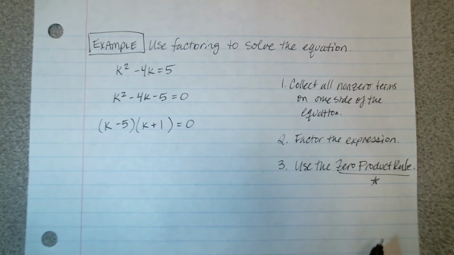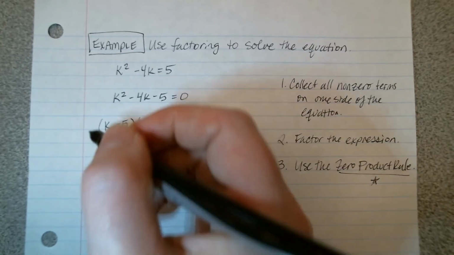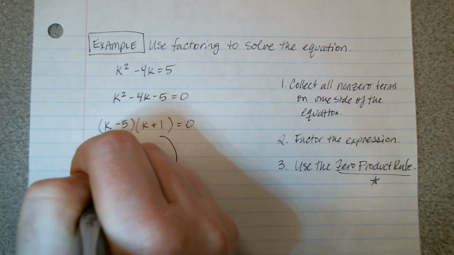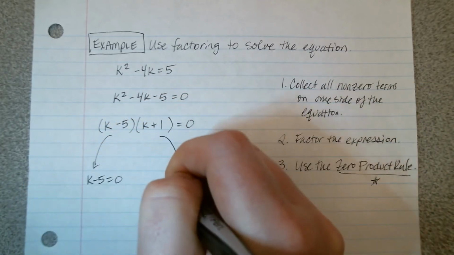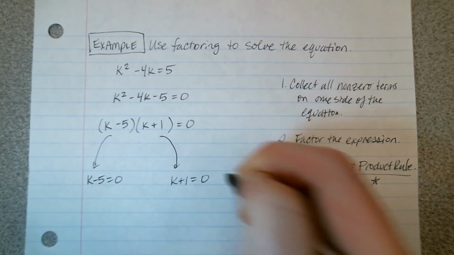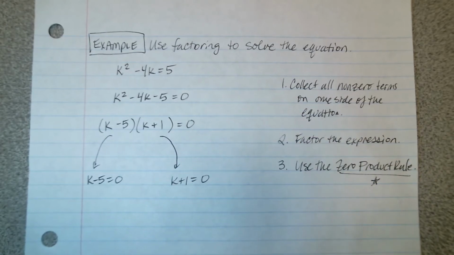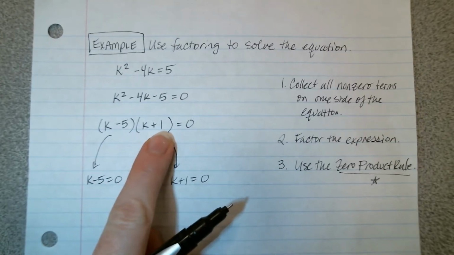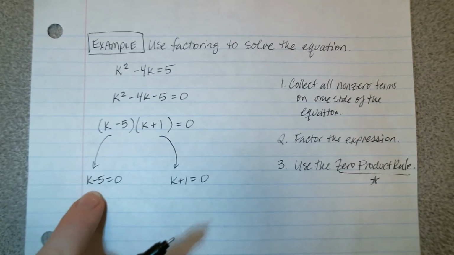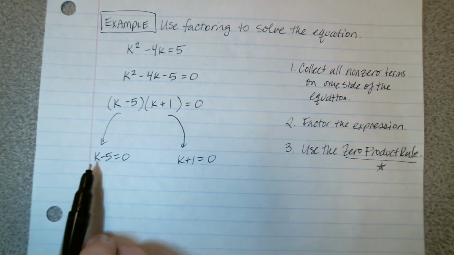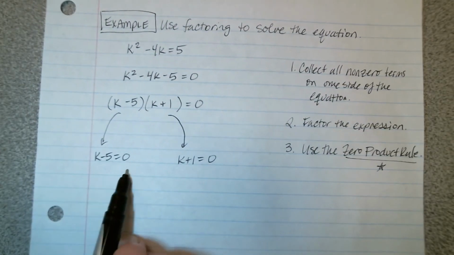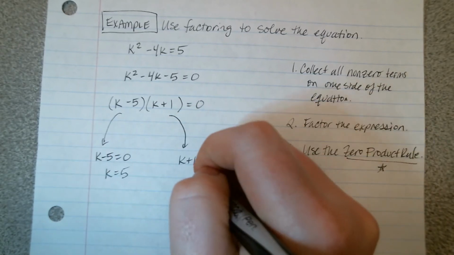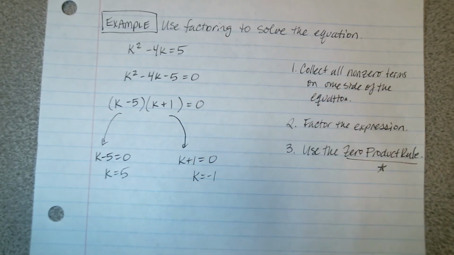So when I use the zero product rule, what that tells me to do is set each of these factors equal to 0 and solve. At least one of these factors had to be 0, and I don't necessarily know which one, so I will solve both. On this first factor, I'll add 5 to both sides. And on the second one, I will subtract 1 from both sides.